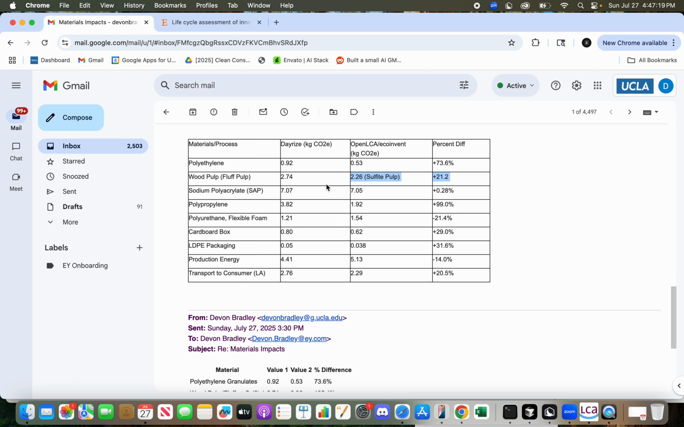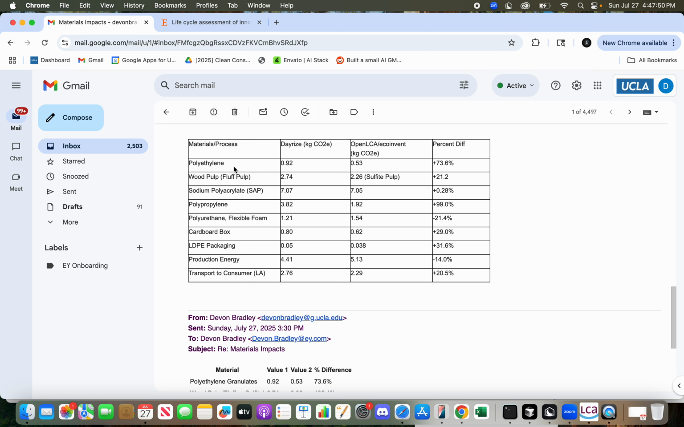But then everything else is mostly the same. Here it's like a 21% difference. Polyurethane, 21% difference. Cardboard box, 30% difference. Packaging for LDPE, 31%. Production energy, 14%. And then transport to consumers, around 20%. The polypropylene also was a little bit off, around 100% difference. So there is something weird going on with Dayrise. For some reason, it's not getting the same carbon footprint for some of these materials.